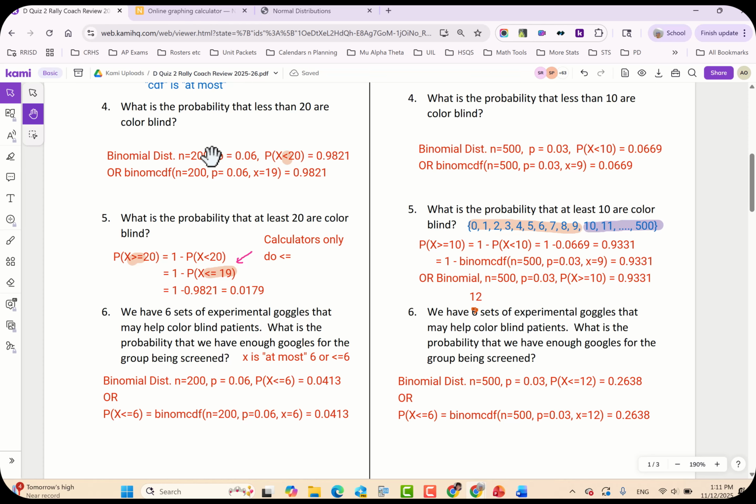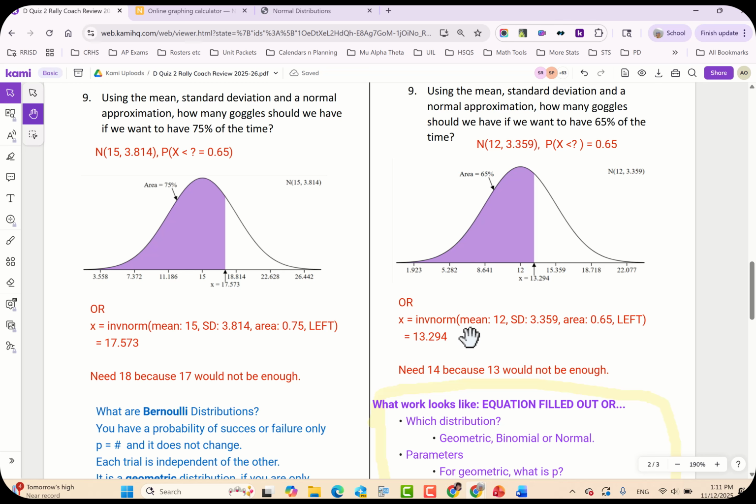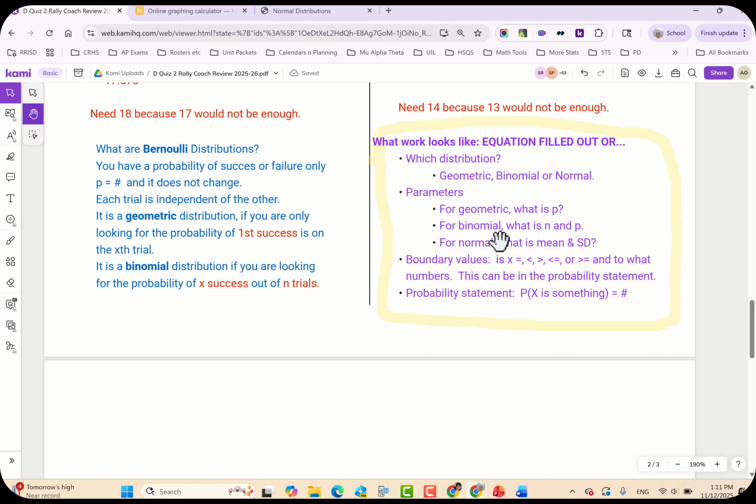I really only want pictures on normal distributions if you're not using calculator notation. And personally, I prefer the pictures and all these values. Even if you are using a calculator, this is actually, in my opinion, a better format. And then finally, make sure your probability statement, that is probability of x is something, all right? So equals some number. So that's what I'm looking for in work.